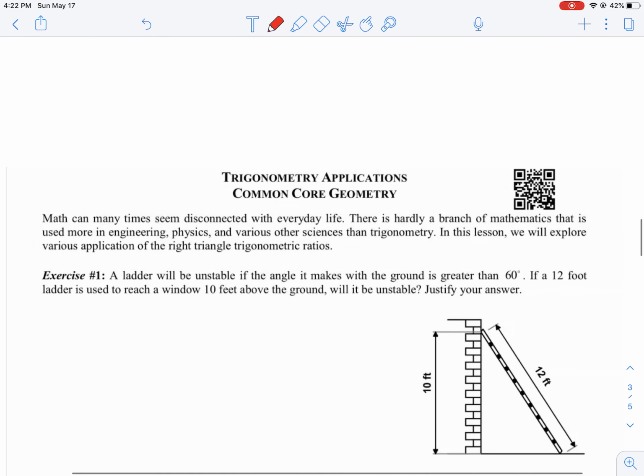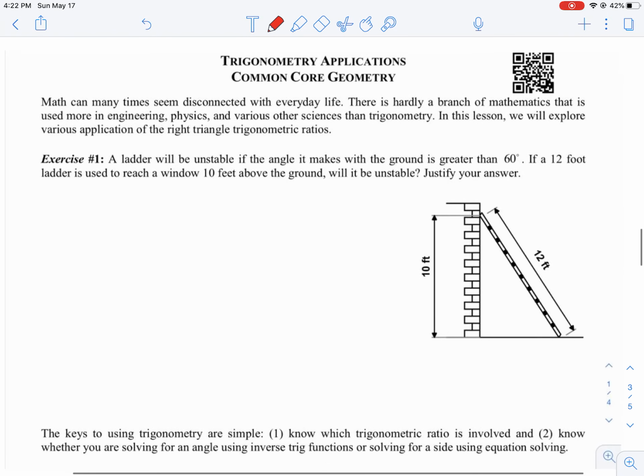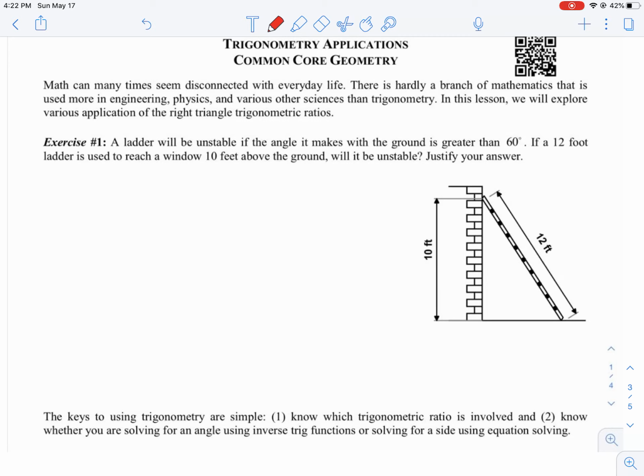Let's keep going here. So, trigonometry applications. Okay, so it says right at the beginning, math can many times seem very disconnected with everyday life. What's nice about trigonometry is it is used quite a lot in the real world when it comes to architecture and building things and construction and stuff like that. So it does play a little bit of part.